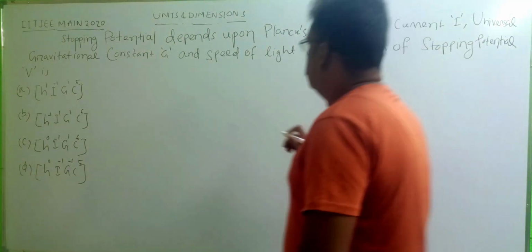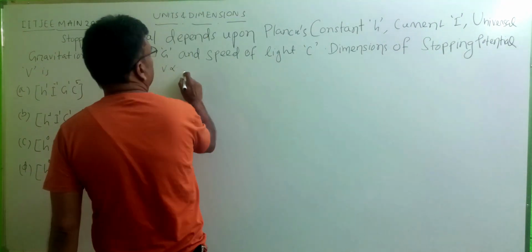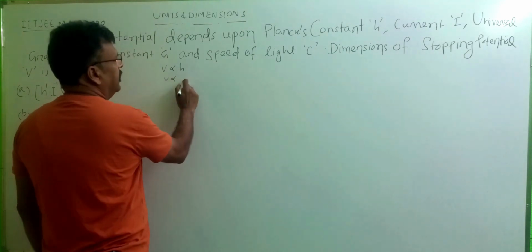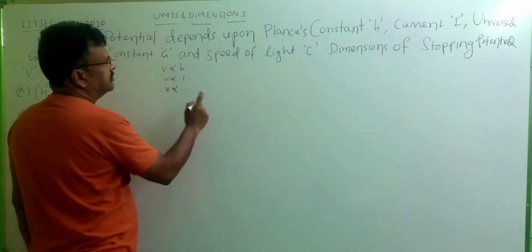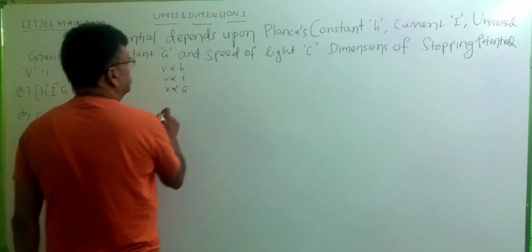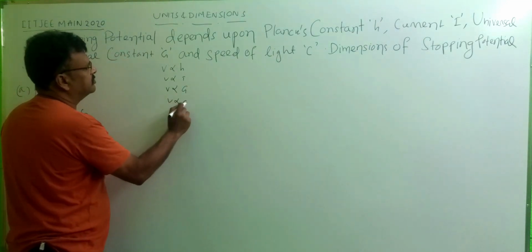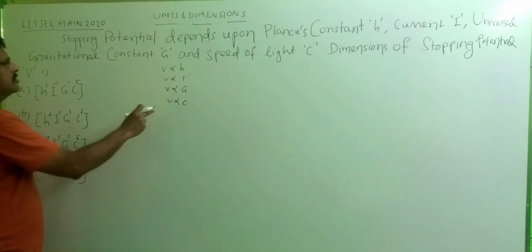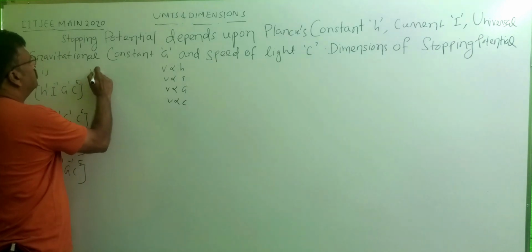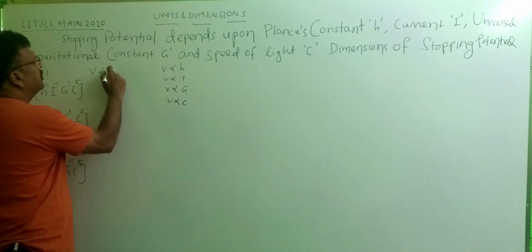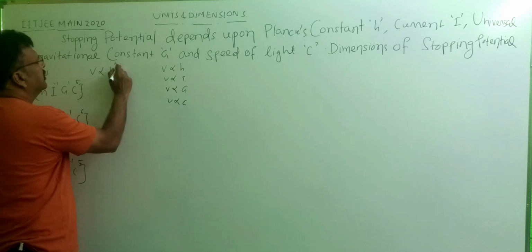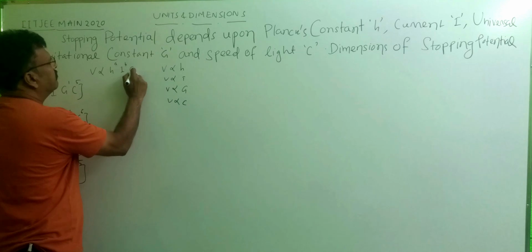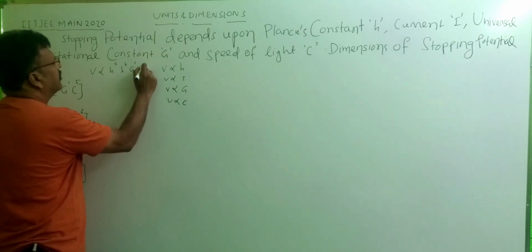Okay, students? It is given that V is directly proportional to h, V is directly proportional to I, V is directly proportional to universal gravitational constant G, V is directly proportional to c. So, stopping potential V is directly proportional to these four physical quantities. So, we may write V is directly proportional to h to the power a, I to the power b, G to the power c, and c to the power d.